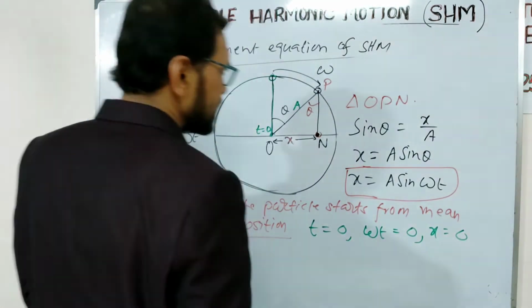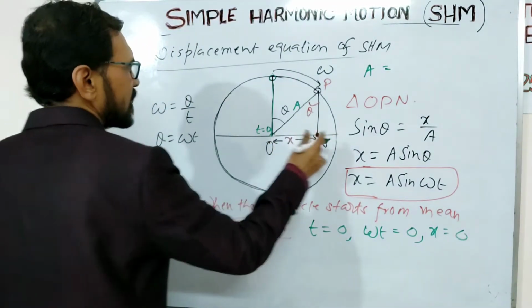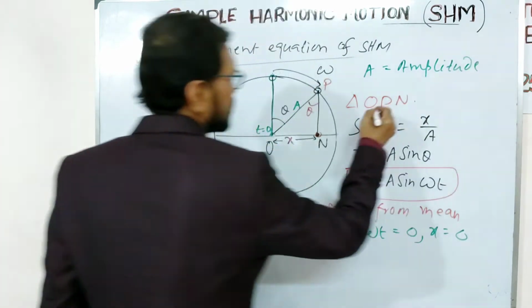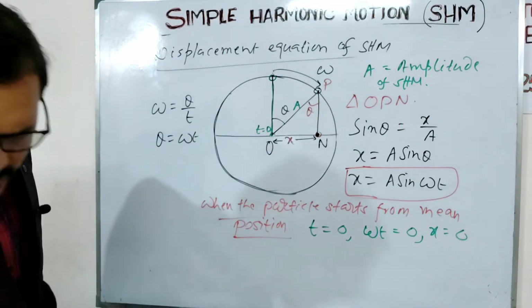What is A? A is the amplitude. A is the radius of the circle, or the amplitude of SHM. So this is the displacement equation.